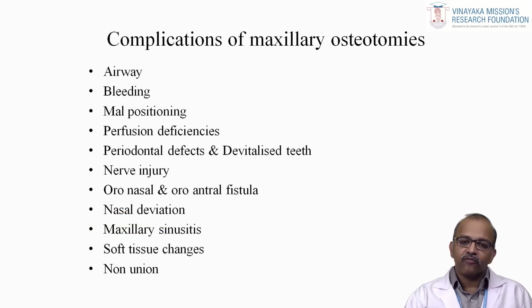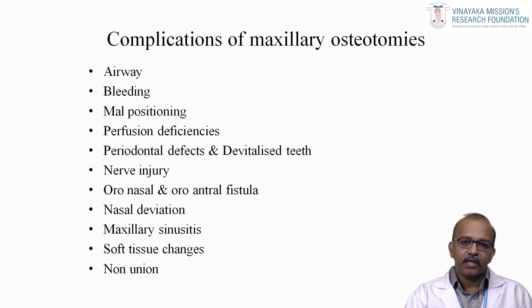So, the complications of maxillary osteotomies: airway. While doing the nasal osteotomy cut, we have to be careful. We should not go aggressively because of intubation and bleeding. So, we have to identify and cauterize the descending palatine artery beforehand. Malpositioning: for that we need a splint. Perfusion deficiency, periodontal defects: if we place the cut exactly 5 millimeter above the apex, these complications will not happen. The infraorbital nerve will be there and we have to go below the infraorbital nerve.